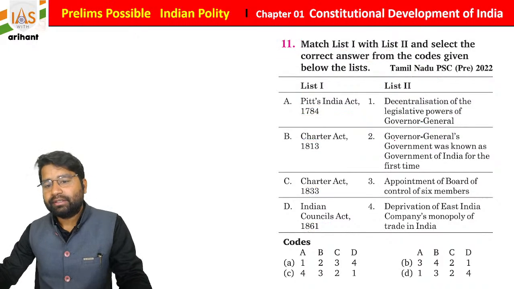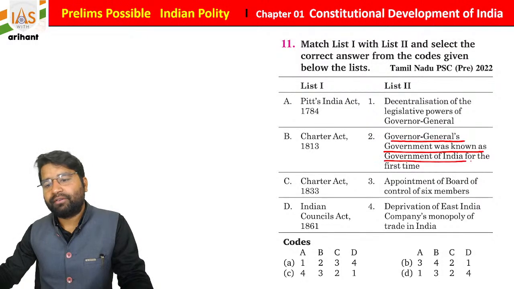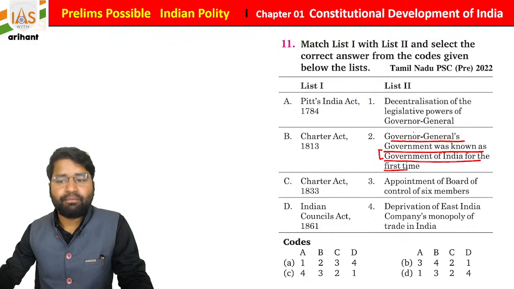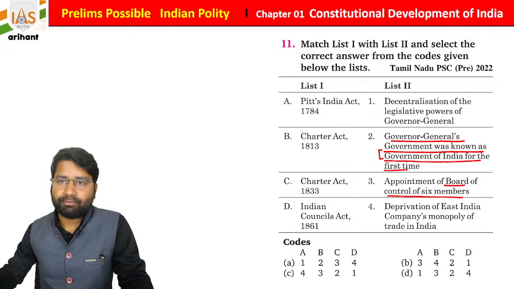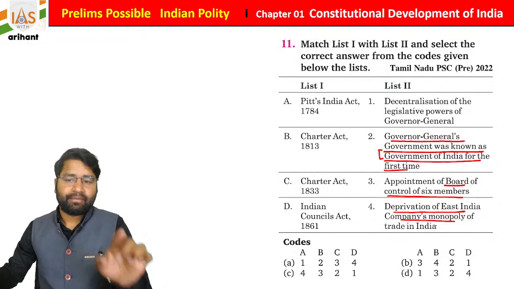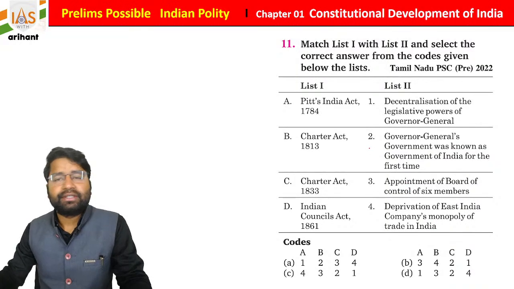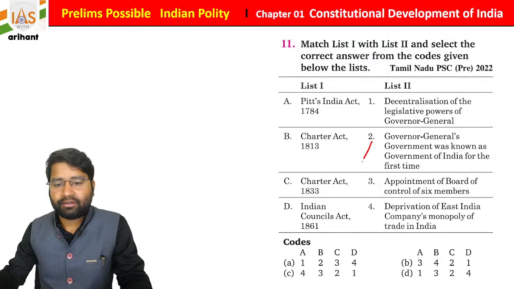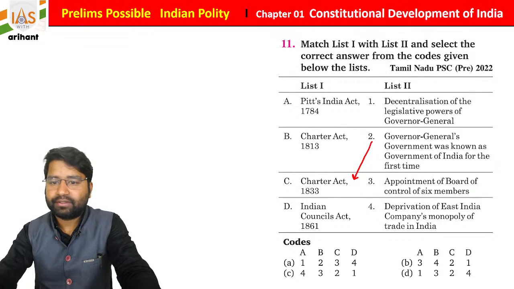Now the second option in list 2 is the Governor General government was known as Governor General of India for the first time. Now you know when the Governor General of India post was created. Then the Board of Control with 6 members' appointment, and deprivation of East India Company monopoly for trade. Now we are moving towards this data very easily. As you know students, the Governor General of Bengal came to be known as Governor General of India by the Charter Act 1833. We already discussed the same.